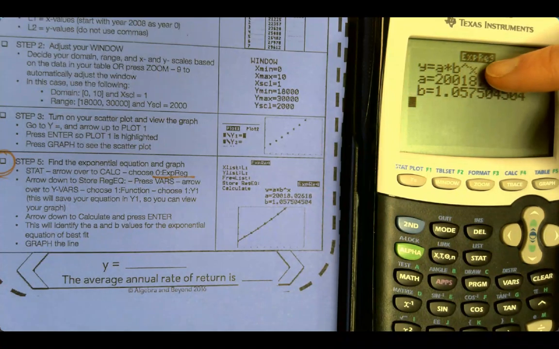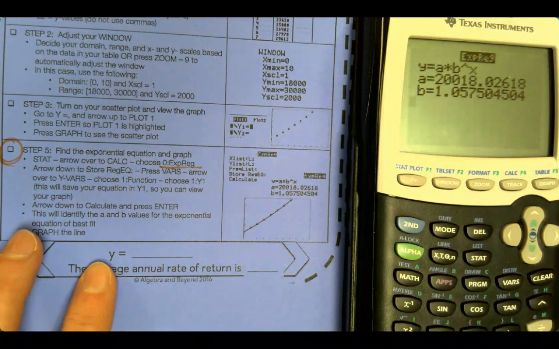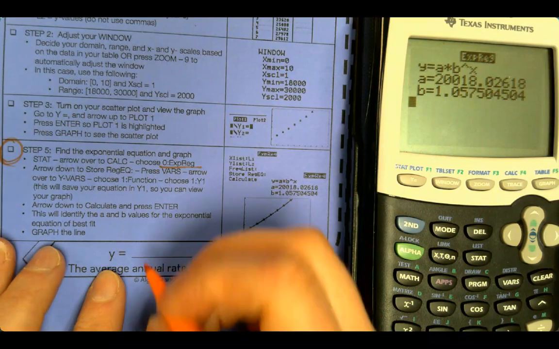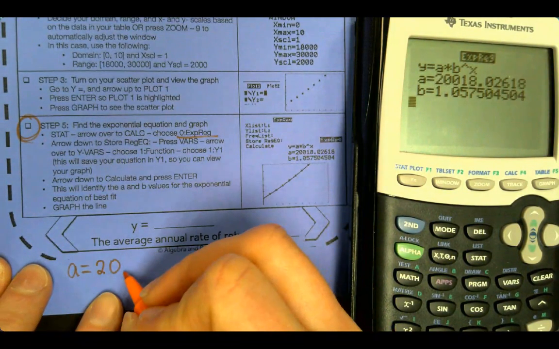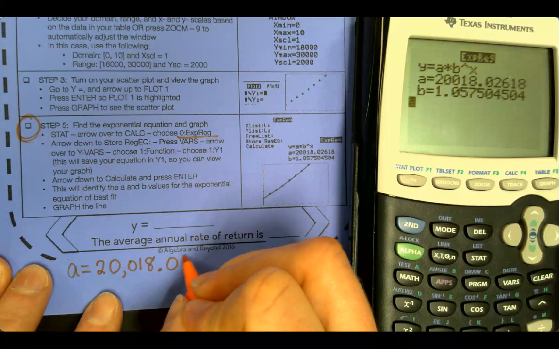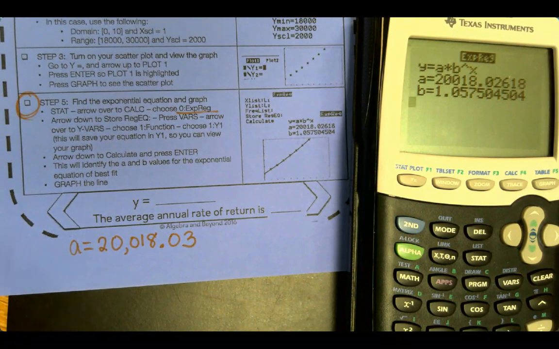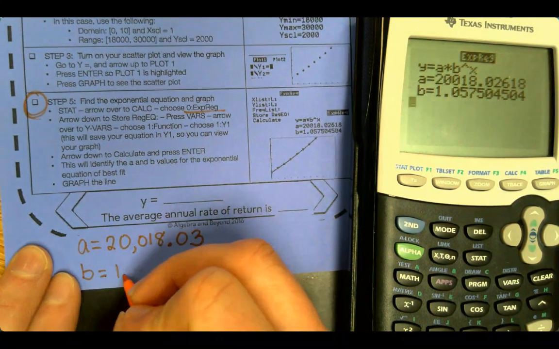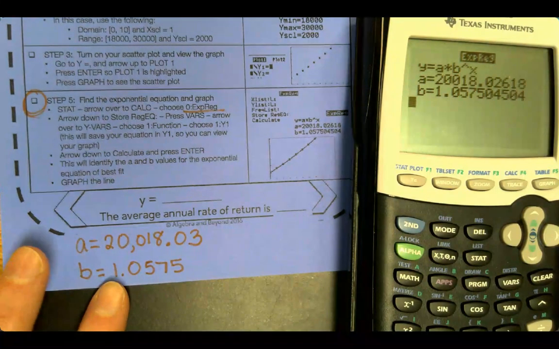It also gives us what the exponential function looks like, a times b raised to the x. So it says we're going to round a to 2 decimal places. So I'm going to write what a is down here. A is 20,018.03. So that's what they're estimating to be the starting amount in the account. And then b is our rate, 1.0575. So this one I'm going to round to 4 decimal places.